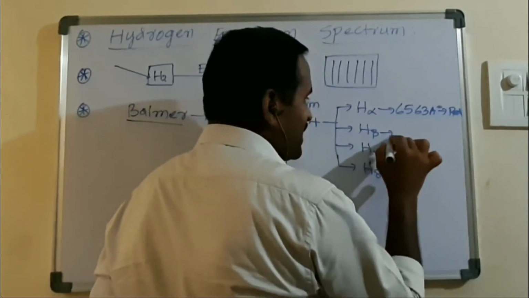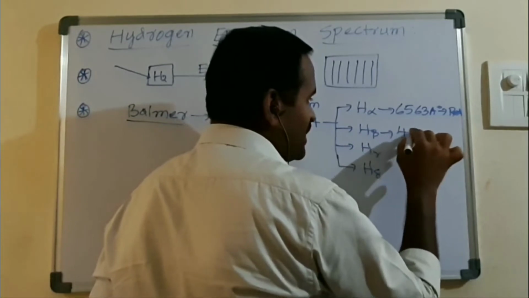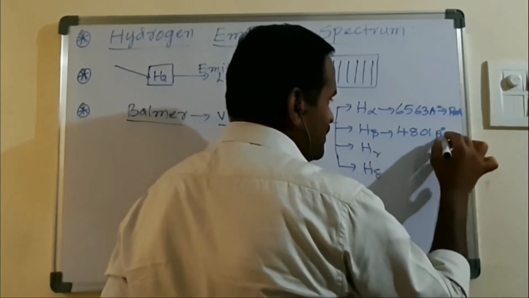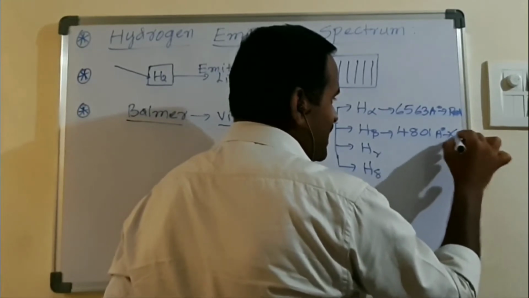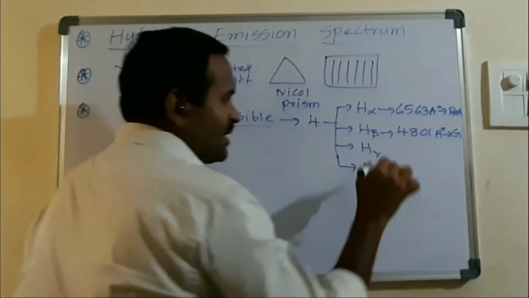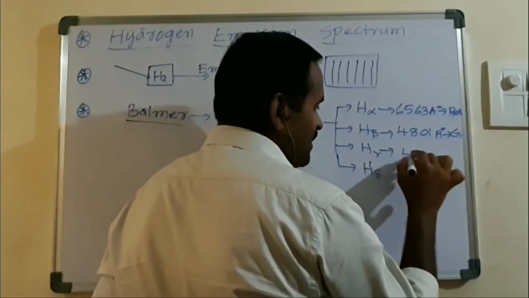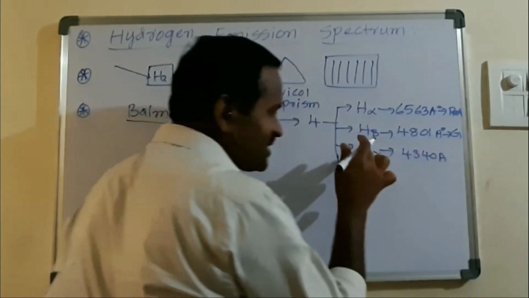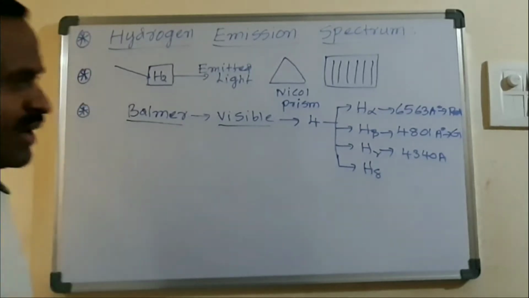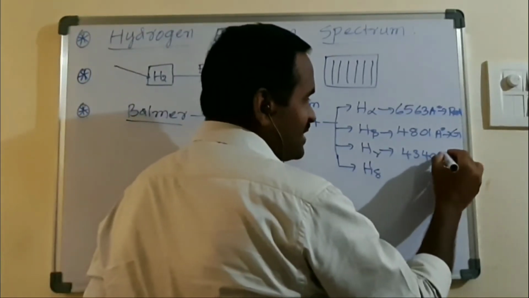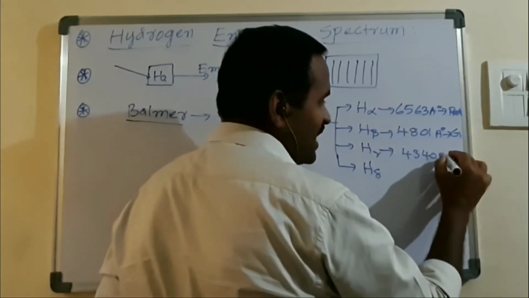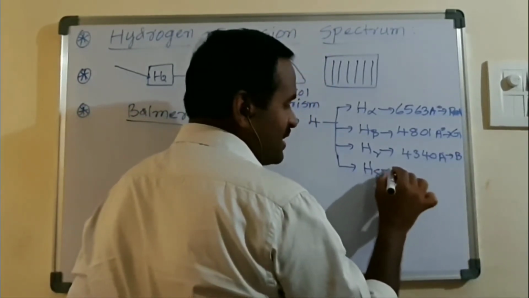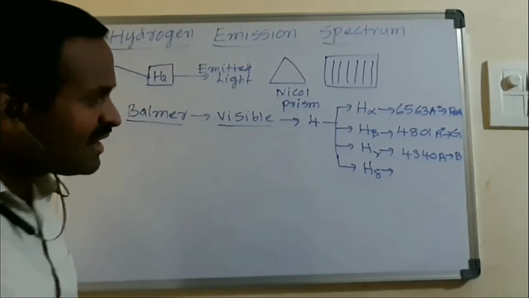Whereas this particular one is 4801 angstroms, which is in the green color, and the other one is 4340 angstroms, in the blue color region. And the other one is the H delta line.